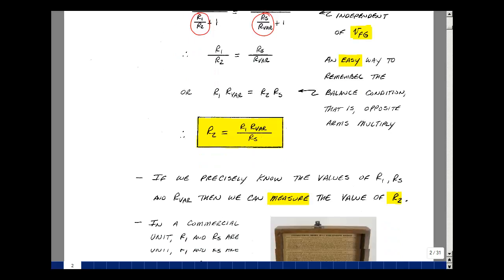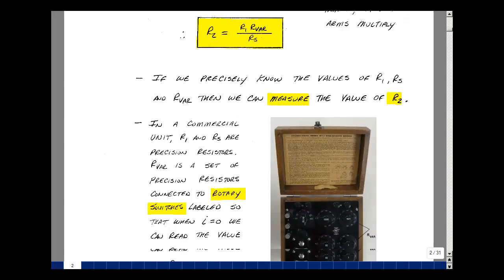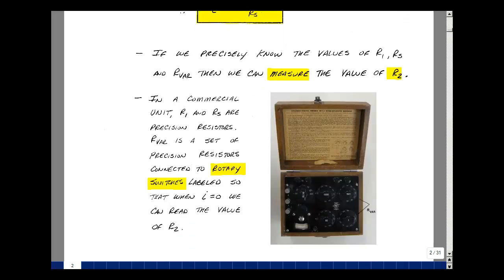And in fact, that's what this was done as the first resistance measuring device. Here's a picture of a Wheatstone bridge, rather an old instrument. The way it's set up again is that R1 and R sub S are precision resistors set equal to each other, and R variable is a collection of precision resistors on parts of a switch, and when you rotate these switches, you actually get the value of the unknown resistance.